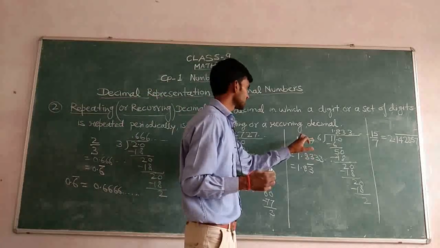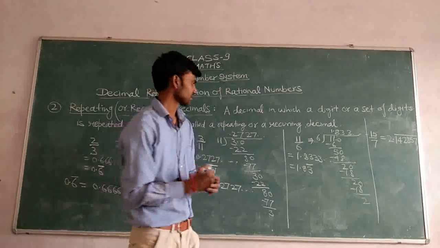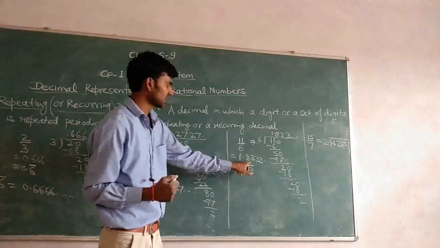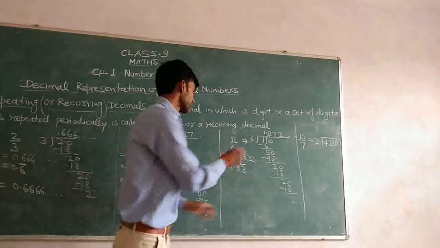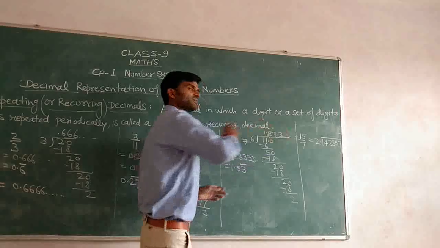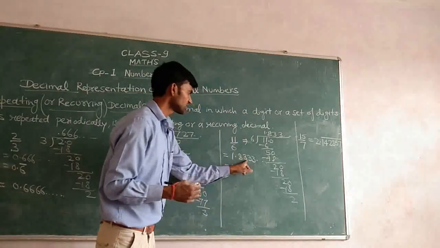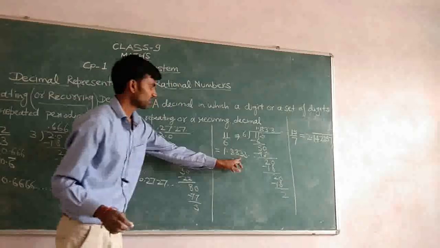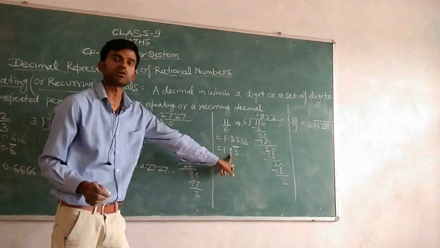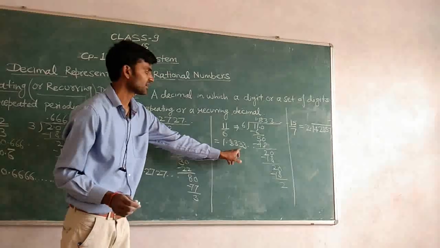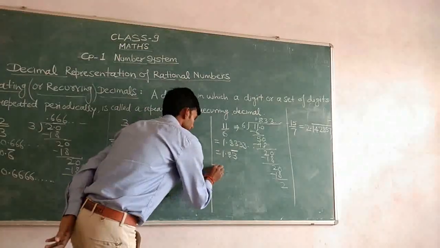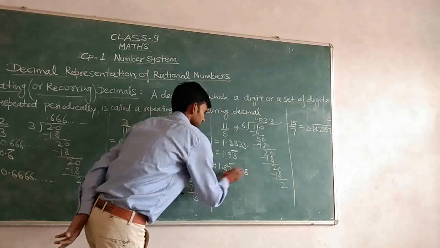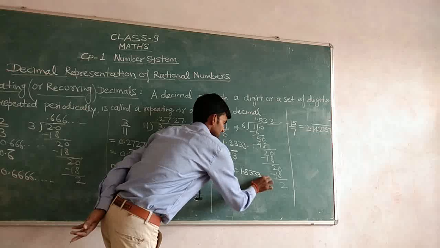Now come to the next example, 11 by 6. We divide 11 by 6, we get 1.8333 and so on. 8 is not repeating; after it, 3 is repeating again and again. So put the bar on the repeating digits only. Here we put the bar only on 3, not on 8. 1.83 bar means 1.8, where 8 is not repeating, and the number 3 is repeating.